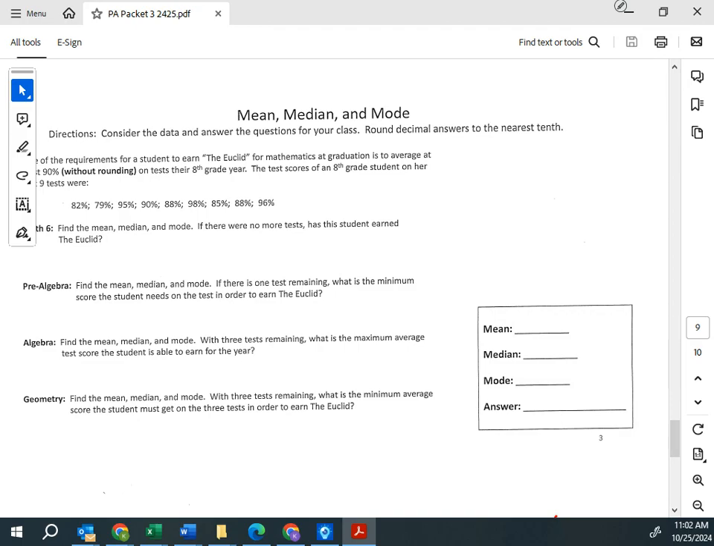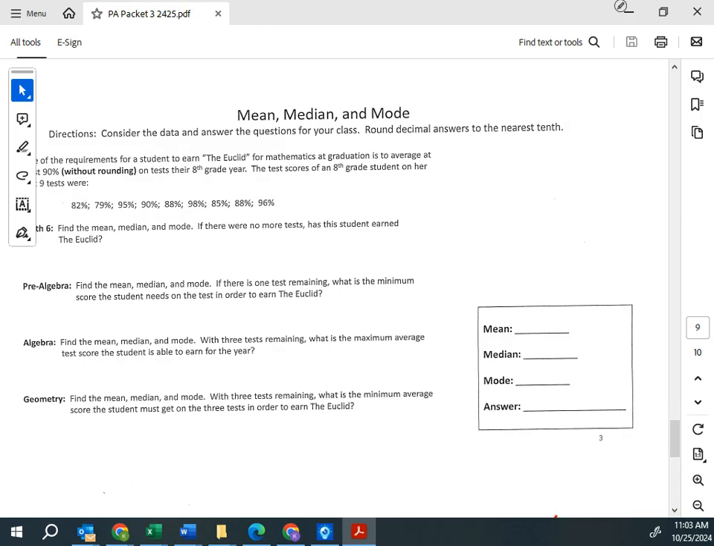If there is one test remaining, what is the minimum score the student needs on the test in order to earn the Euclid? So right now there are 8 tests, right? 6 or 9. How many tests did they take? 1, 2, 3, 4, 5, 6, 7, 8, 9. They've taken 9 tests. They're going to take a 10th test. What do they have to score on that test in order to bump their average up to be 90%?